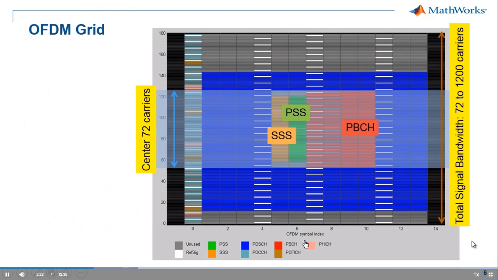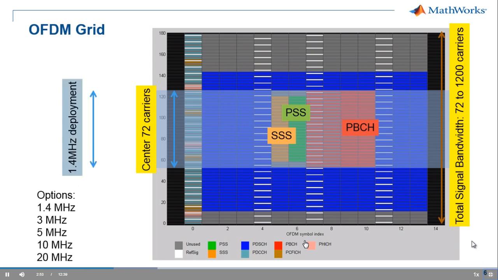The first thing to notice about the grid is the vertical structure. Some of the channels are always contained within the middle 72 carriers: the PSS and SSS, primary and secondary synchronization channels, and PBCH, physical broadcast channel. All others span the whole bandwidth. We will see why later. Why are some channels only in the center 72 carriers? That's what we want to talk about now.